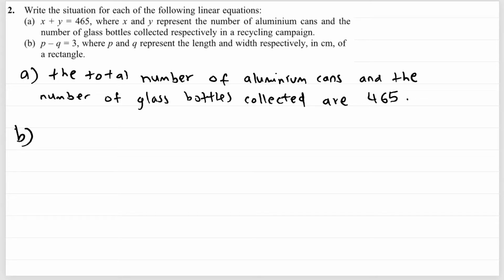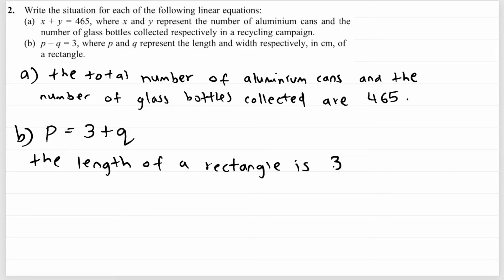Okay, for the next one, P minus Q is equal to 3. So actually you can change the equation into P equals 3 plus Q. Okay, to make it easier for us to make the sentence. So here, P and Q represent the length and width respectively in cm of a rectangle. So you can write: the length of a rectangle P is 3 more than the width. Just like that.